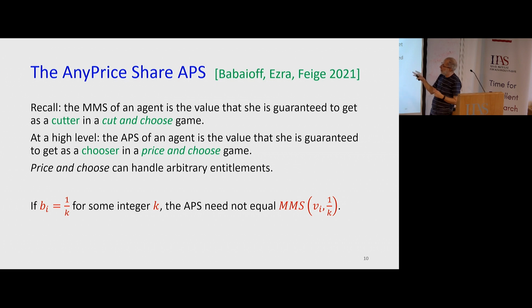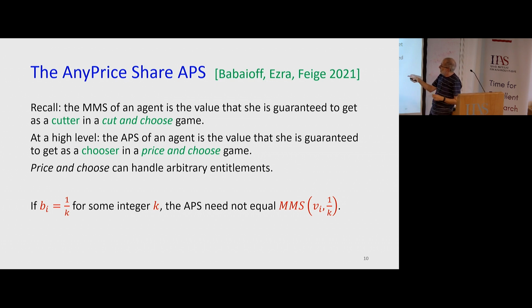At the high level, the way to think of the any price share is the value that the agent is guaranteed to get, not as a cutter, but as a chooser, and not in a cut and choose game, but in a different game, which is price and choose, which I'll describe. The advantage of price and choose compared to cut and choose is that price and choose can handle arbitrary entitlement. Cut and choose, you think of agents as being of equal entitlement because each one is entitled to choose any one of the parts, and price and choose can discriminate between agents that have different entitlements.